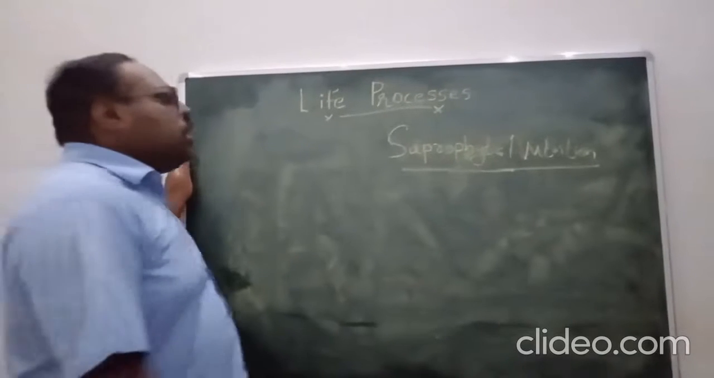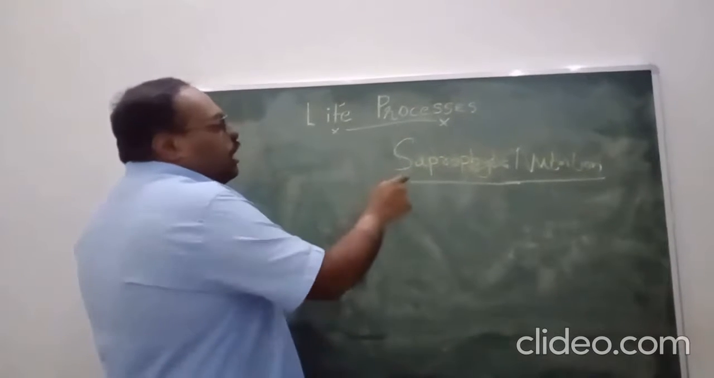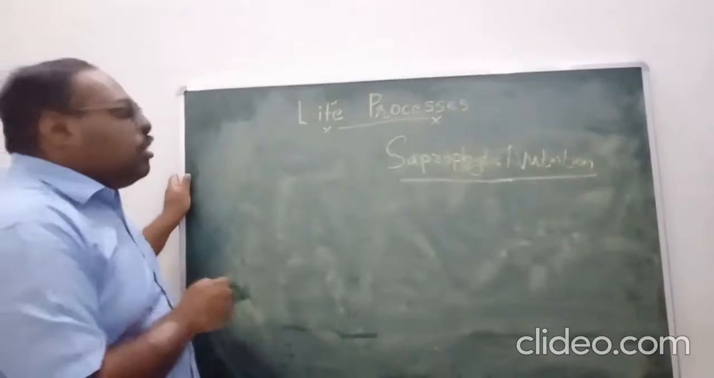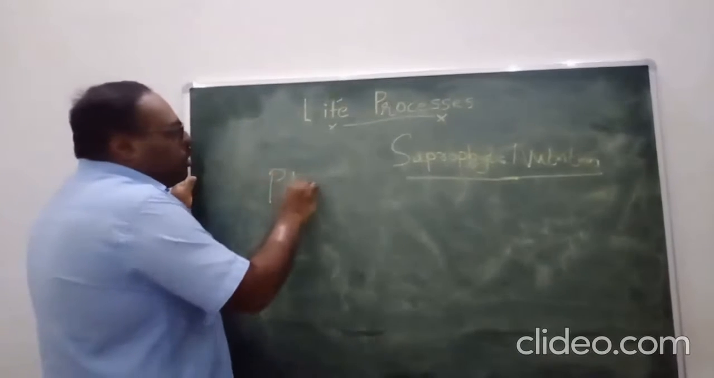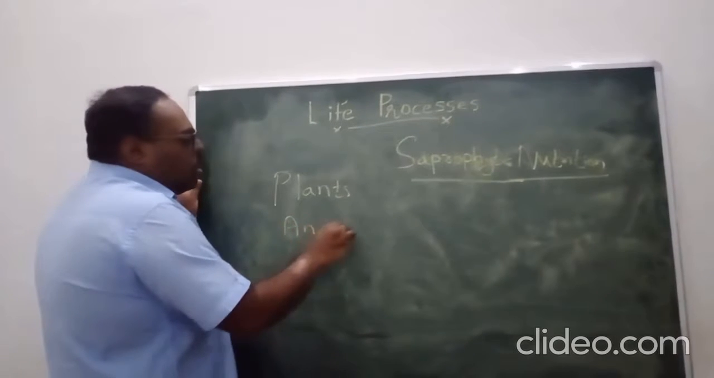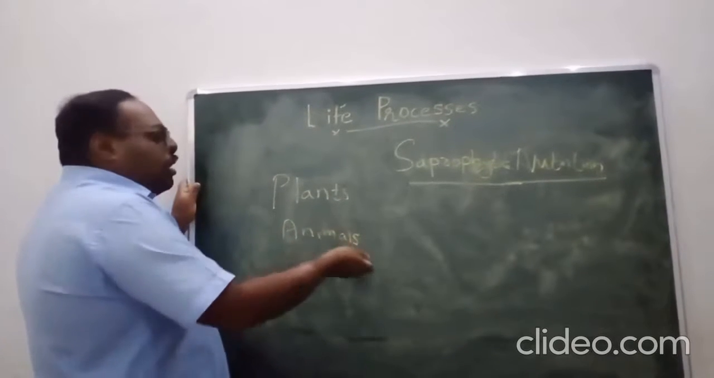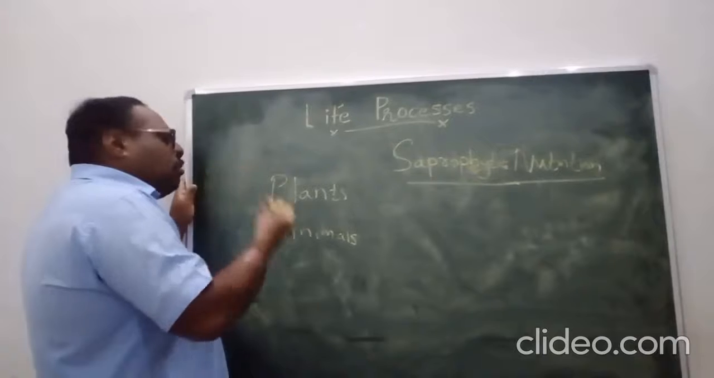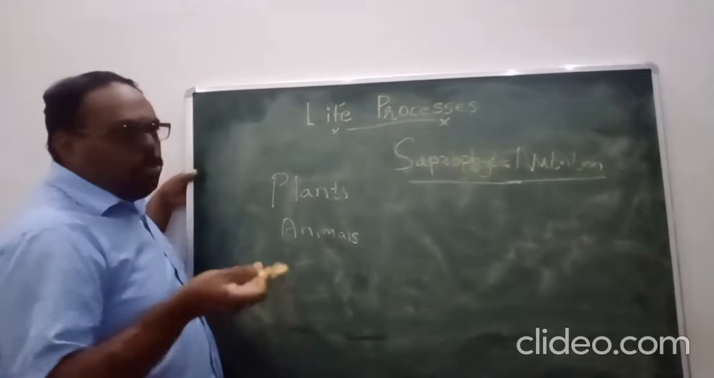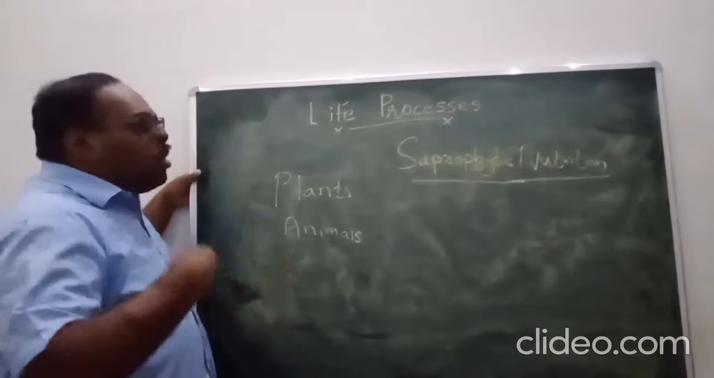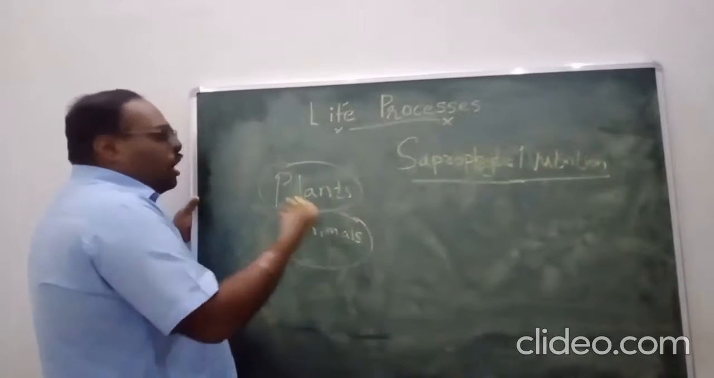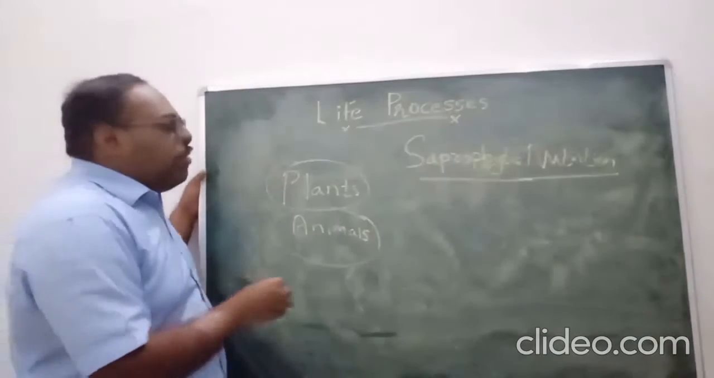The third nutrition that we are going to discuss is known as saprophytic nutrition. Saprophytic nutrition means we have plants, we have animals. That means animals which depend upon plants. Some of the few lower-level animal-like beings can produce their food by themselves. Finally, what is happening? Whatever these plants and animals, including us humans, will die.